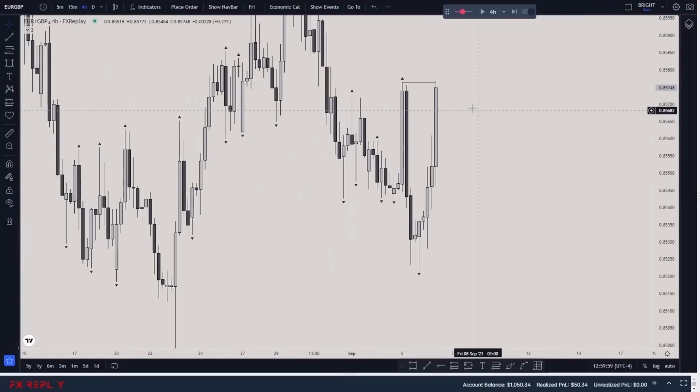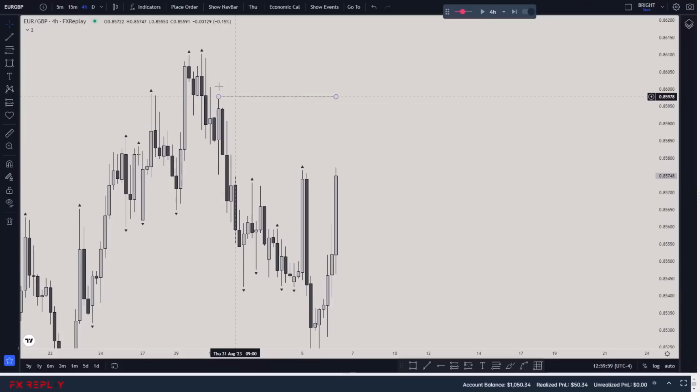I'm gonna skip this, and we're gonna mark the other liquidity levels that we have. We have this one right here, and this one all the way up, this one. So let's see where price goes to.